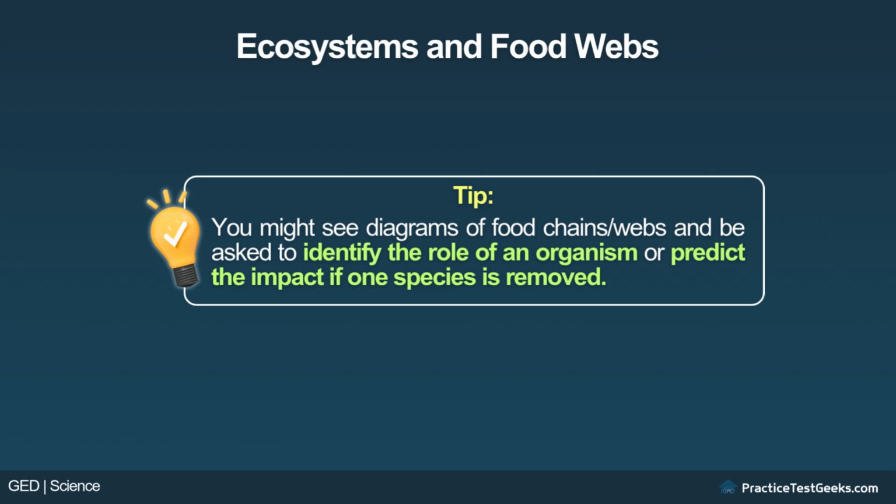GED tip. On the GED test, you might be shown a diagram of a food chain or a food web. Be ready to identify what role an organism plays, such as producer, consumer, or decomposer. You may also be asked to predict what would happen if one species were removed. Understanding how energy flows through an ecosystem will help you answer these questions confidently.